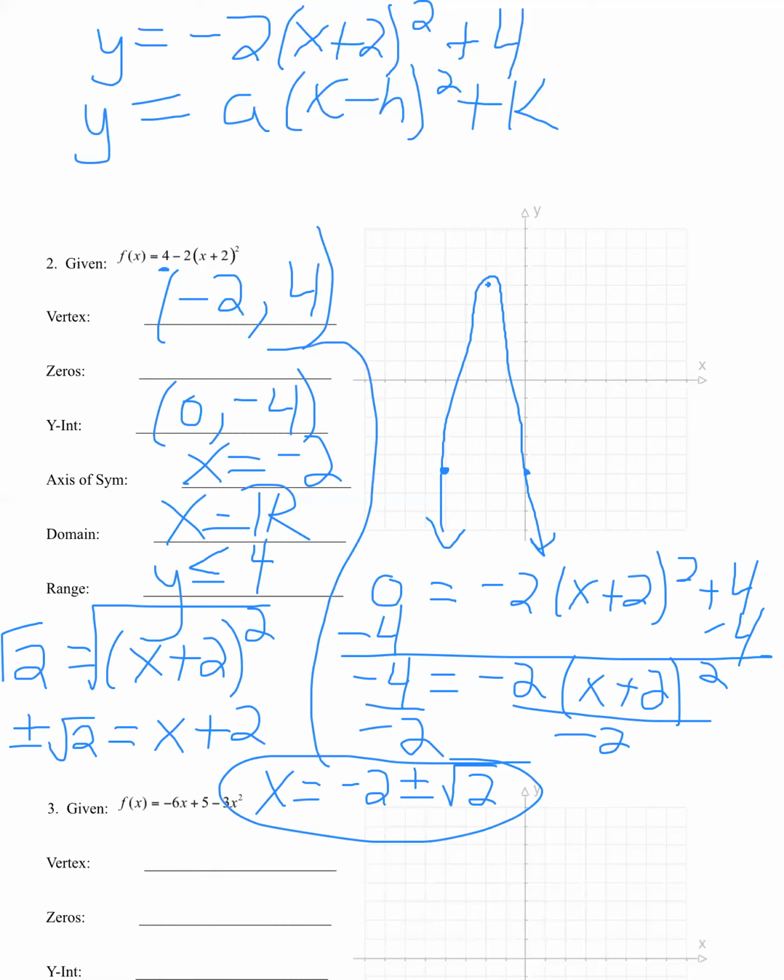So I can put that right there. I have no idea what those are as decimals, but you could turn it into a decimal and check if it really is kind of where you expect it to be on your graph. Okay.